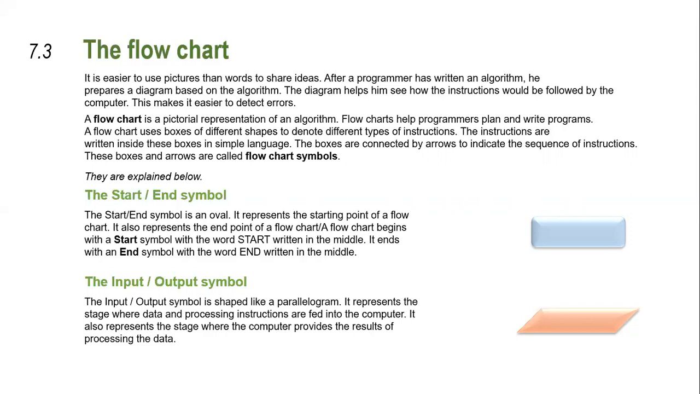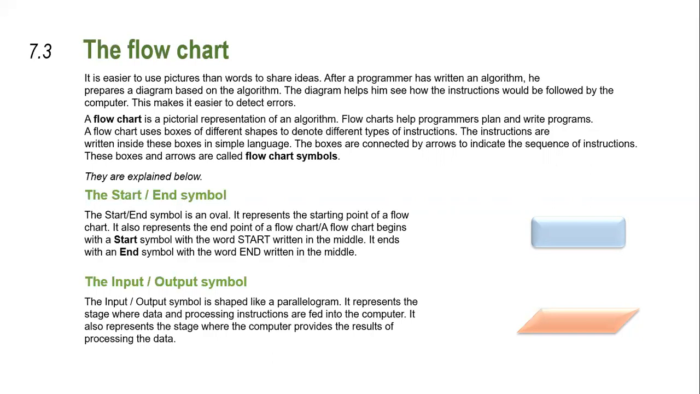We'll be looking at different flowchart symbols one by one. The very first one is the start, and it's the ending as well. The start and end symbol is an oval shape. It represents the starting point of a flowchart. It also represents the end point of a flowchart. A flowchart begins with a start symbol with the word start written in the middle. It ends with an end symbol with the word end written in the middle.